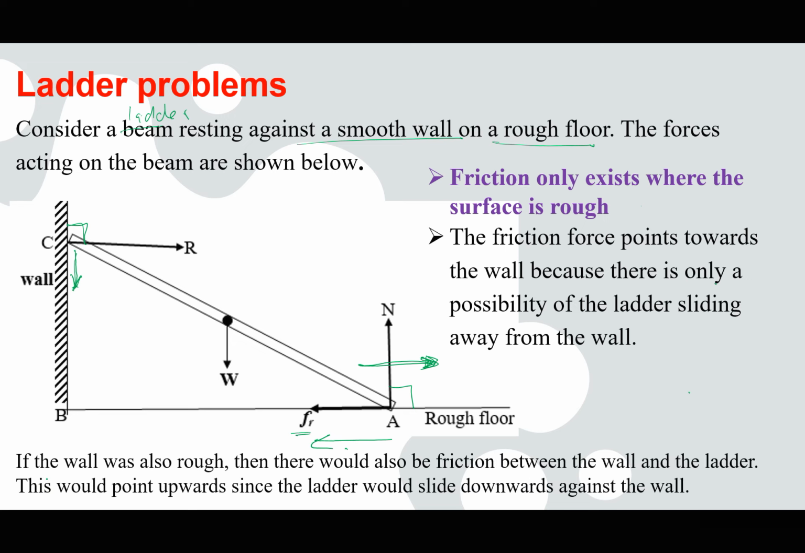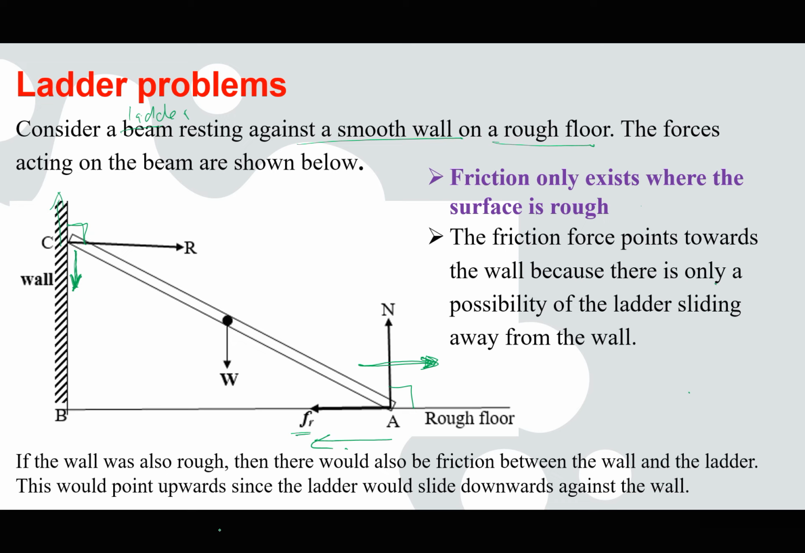By the way, if the wall was also rough, then there would also be friction between the wall and the ladder. Because the beam can only slide downwards, the friction on the wall would be upwards if the surface of the wall was also rough. This would point upwards since the ladder would slide downwards against the wall. But since the wall is smooth, we don't expect to talk about friction in such a scenario.